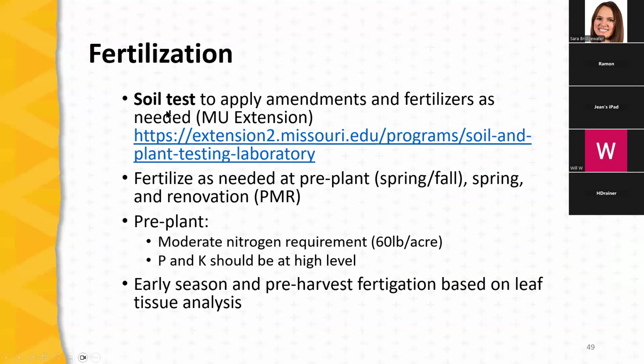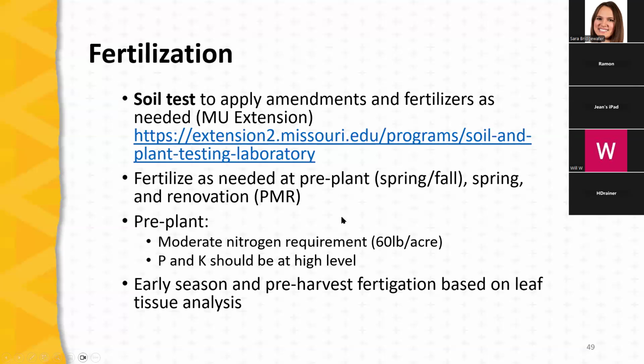For fertilization, soil test and apply amendments of fertilizer as needed, depending on the recommendation. Fertilize as needed, plant in spring, etc. Pre-planting, they're going to give you a recommendation if you submit the sample before planting, and then they can give you recommendations after planting, especially in brambles.